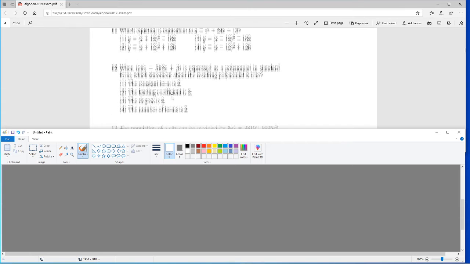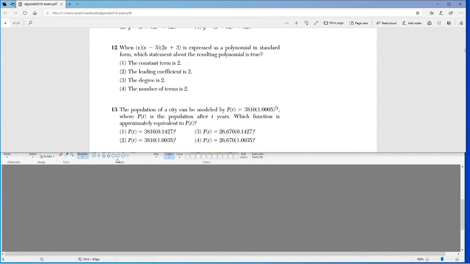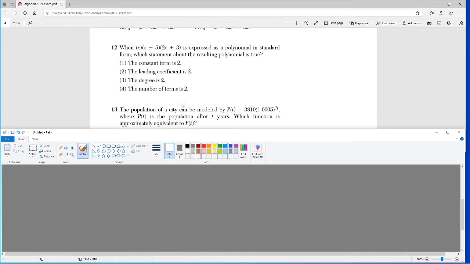All right. Next problem. When x times x minus 5 times 2x plus 3 is expressed as a polynomial in standard form, which statement about the resulting polynomial is true? Okay. As a polynomial in standard form. So that means we need to distribute and expand this whole expression. Let's expand this middle part first, and then we can distribute the x afterwards. Actually, we could just do it all at once. So we have x squared minus 5x times 2x plus 3.